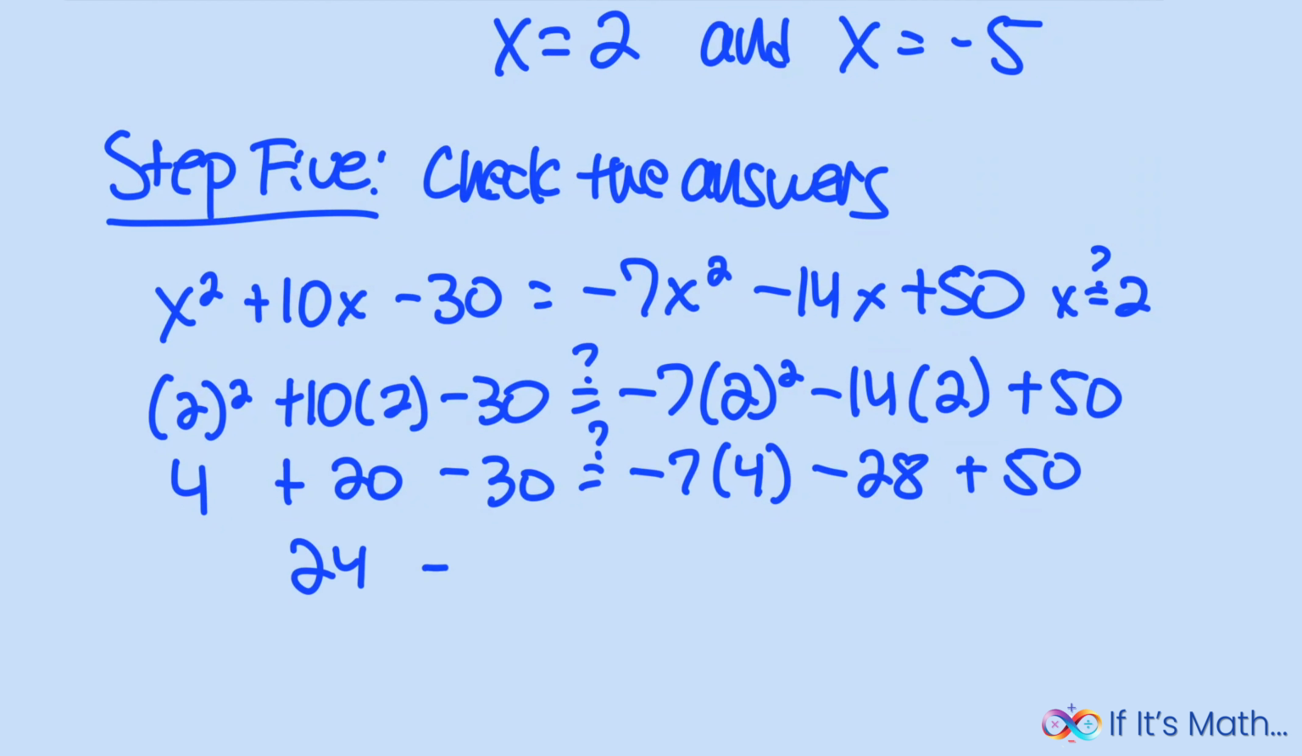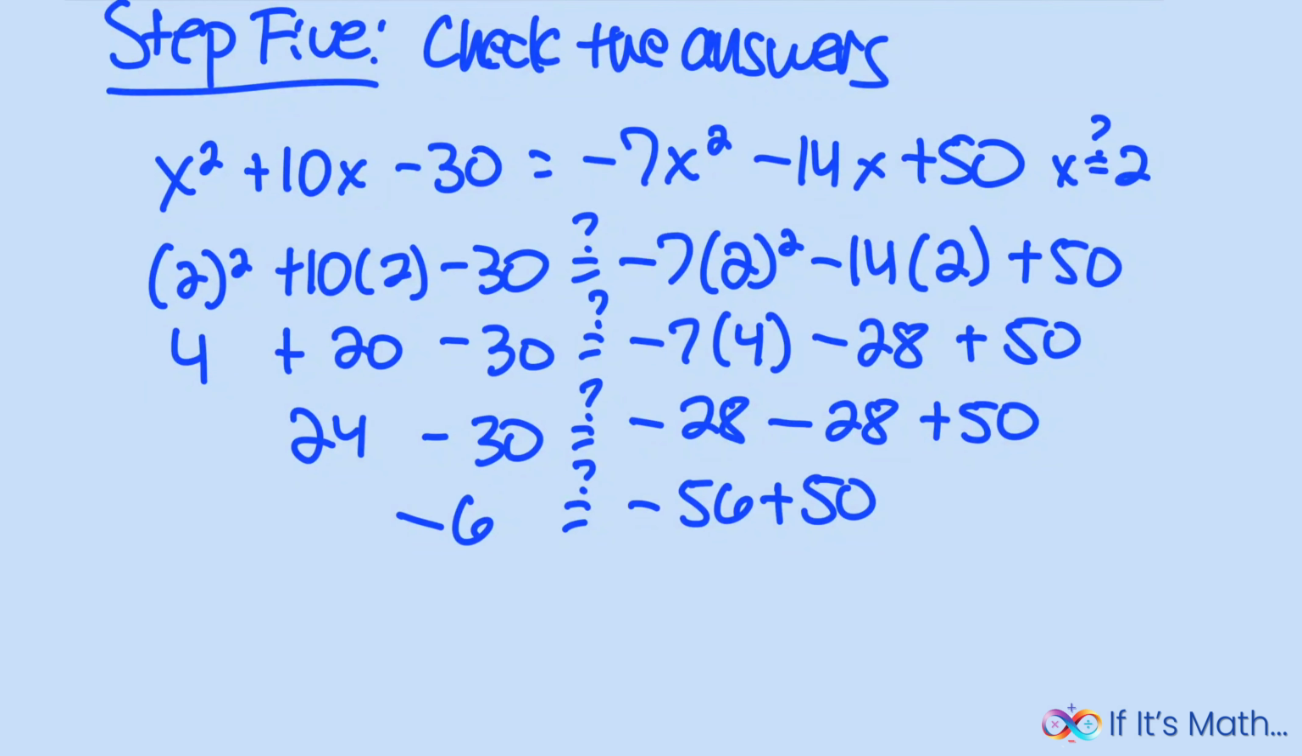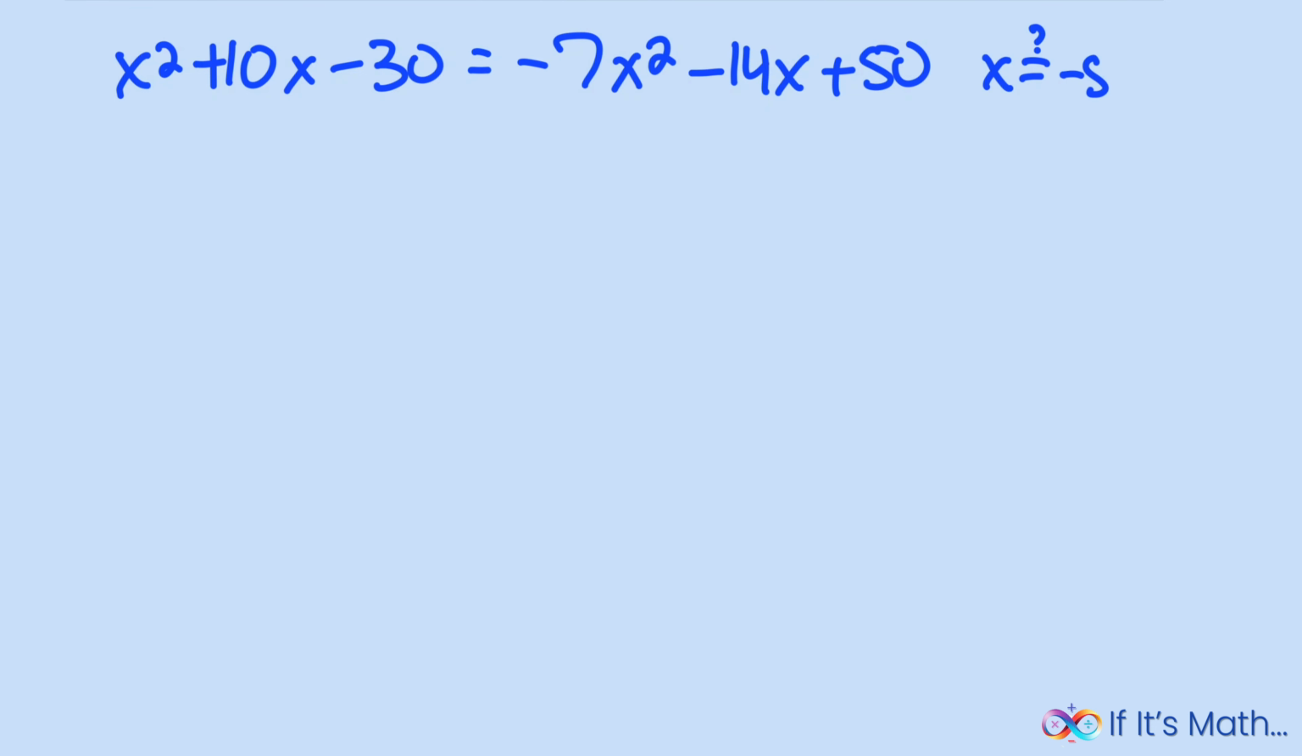So does 24 minus 30 equal negative 28 minus 28 plus 50? Does negative 6 equal a negative 56 plus 50? Does negative 6 equal negative 6? Absolutely it does. So x equals 2 is correct as our first solution. So we'll go through that same process again for the other. So x squared plus 10x minus 30 equals negative 7x squared minus 14x plus 50. We're going to check, does x equal negative 5?